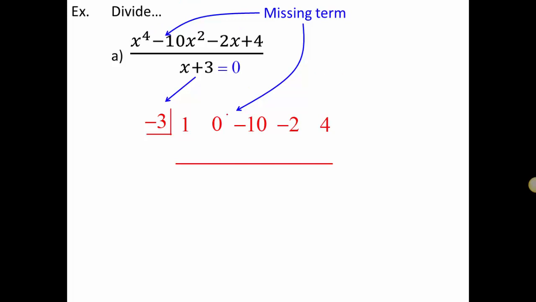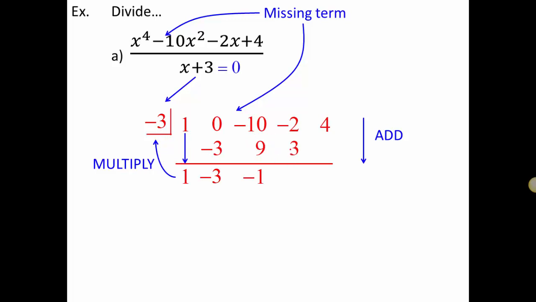Now let's just execute. We can always just take that first term and drop it straight down, and then start multiplying. 1 times negative 3 is negative 3. That's going to go underneath the next available term, which is the 0, and then we will add vertically. 0 plus negative 3 would be negative 3. Lather, rinse, repeat. Negative 3 times negative 3 is 9. Negative 10 plus 9 would be negative 1. Negative 1 times negative 3 is positive 3. Negative 2 plus 3 is 1. 1 times negative 3 is negative 3. 4 minus 3 is 1.